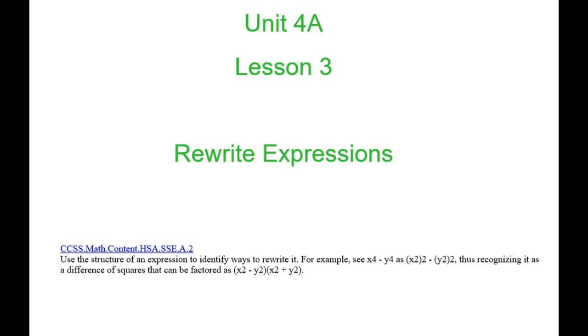Unit 4A, Lesson 3. In this lesson, we're going to continue factoring. This lesson, we're going to focus on two special factoring patterns, the difference of squares, and factoring out common monomials.